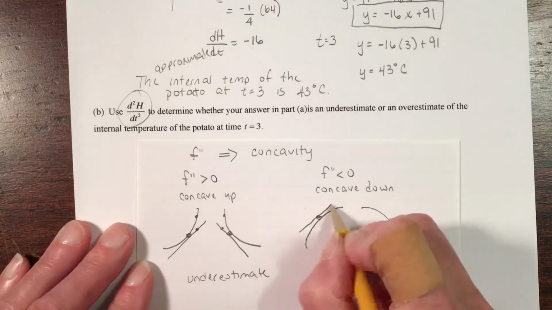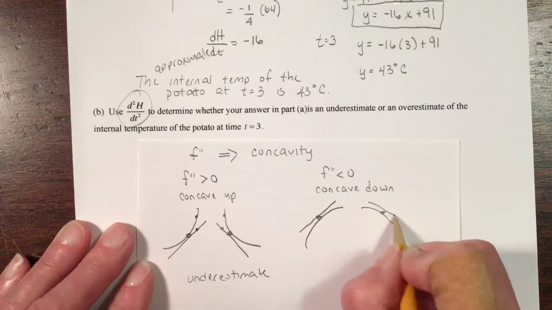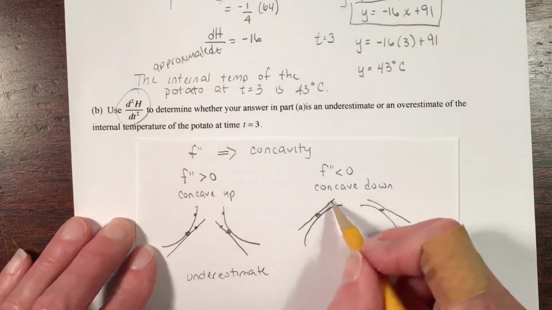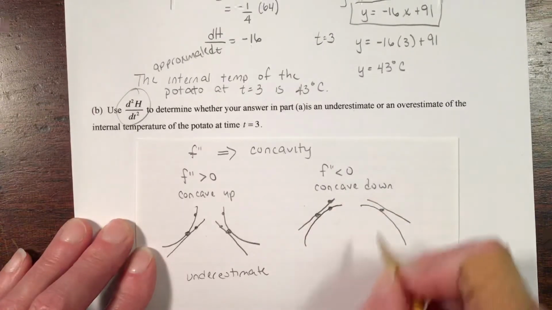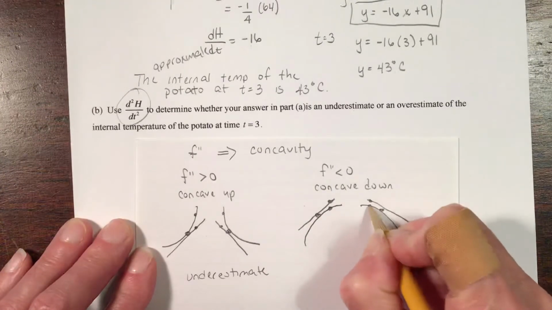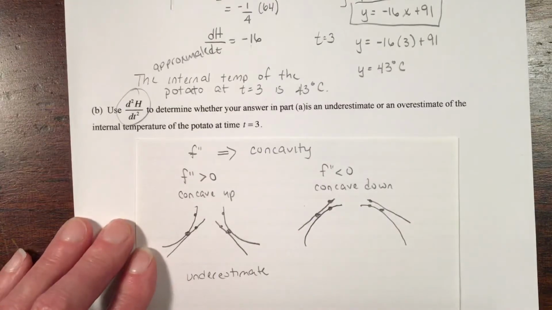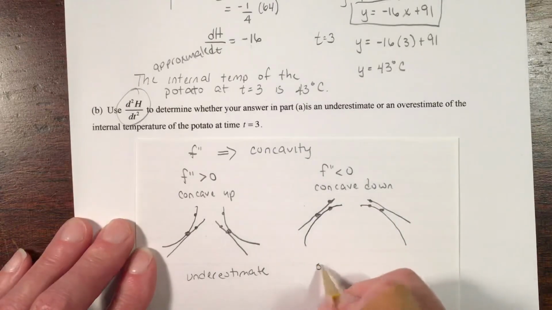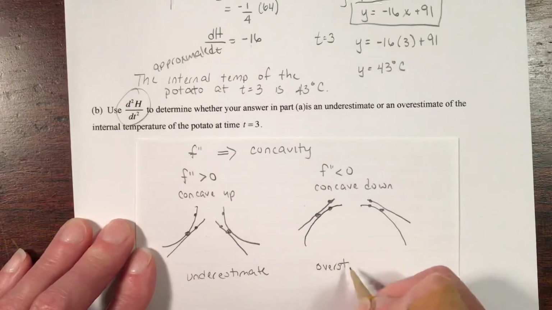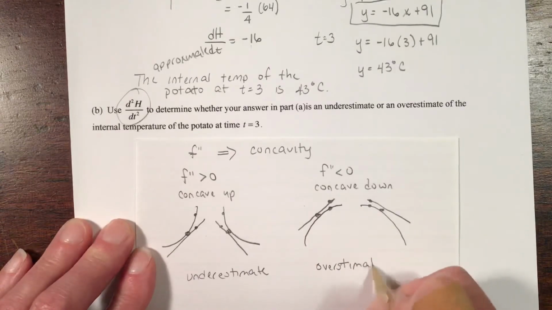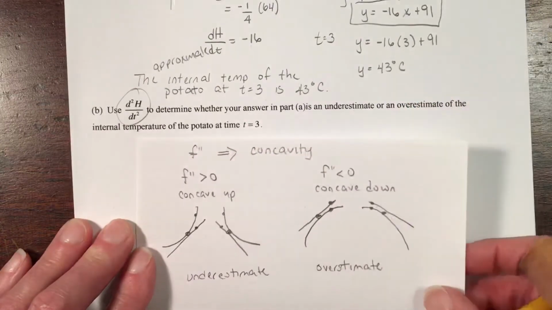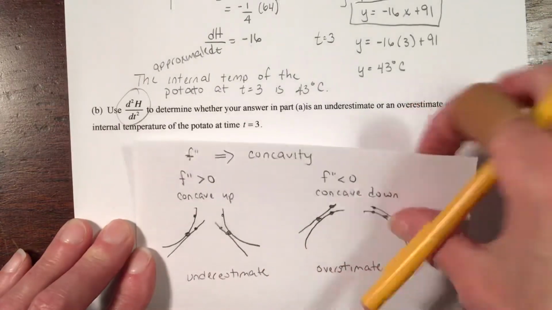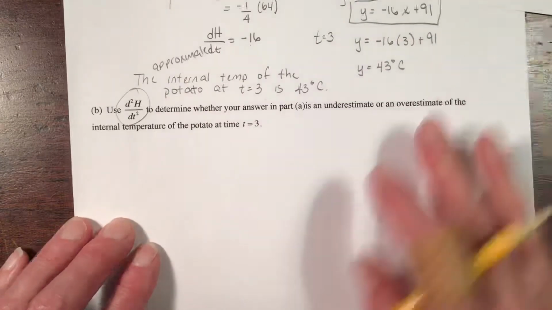In which case, if we're comparing the tangent line and the curve, the approximate value is going to be an overestimate, regardless of if the function is increasing or decreasing. So when we're determining what to do about this particular situation in the problem, we want to think about that when we're analyzing our second derivative.